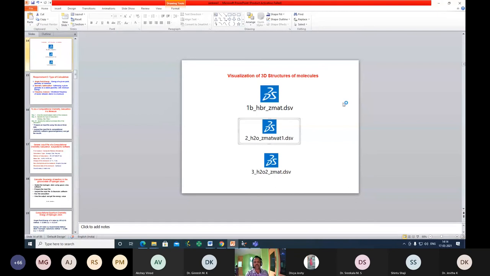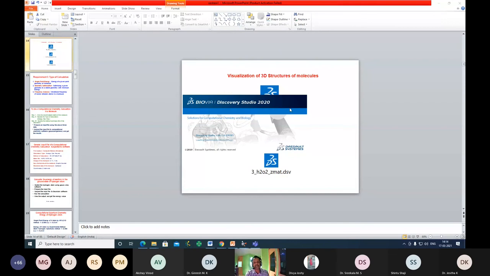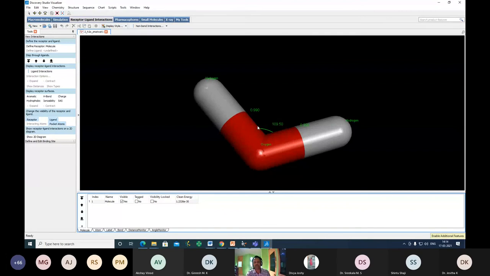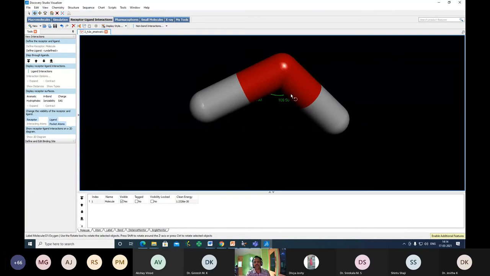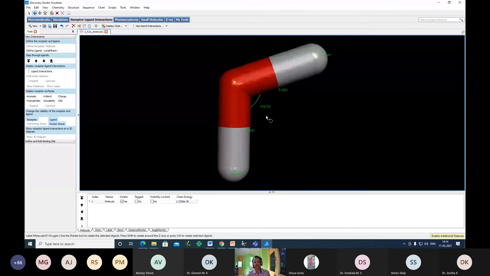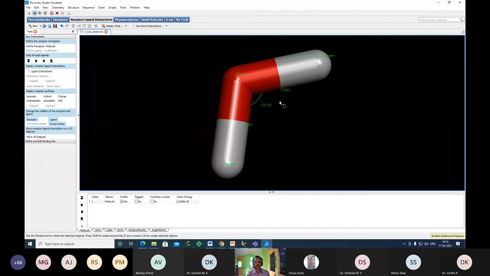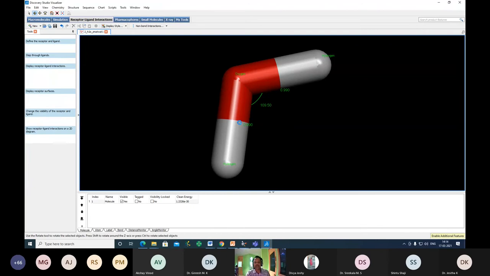So this is a visualization software, BioVia Discovery Studio Visualizer client, a computational chemistry software. Using this software, you can visualize the water molecule. This is the three-dimensional structure of water molecule. Corresponding to oxygen atom and hydrogen atom in three-dimensional space, you have X, Y, Z coordinates. And in this structure, water has a bond angle of 109.5 degrees, and OH bond length is 0.990 angstrom units, right? So this is just a 3D visualization of a molecular structure.